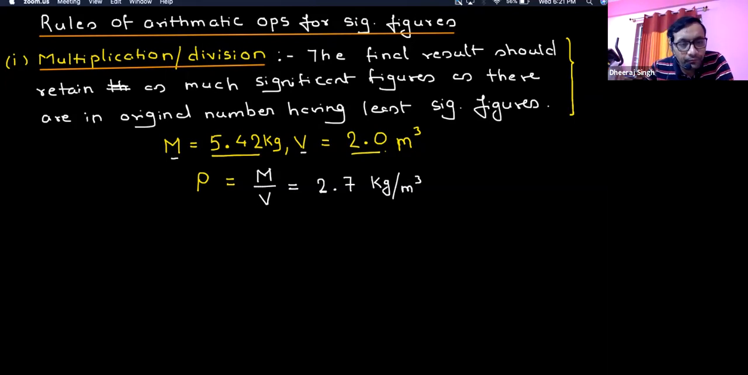Okay. Sometimes you get things like this. Mass is 5, volume is 2. Then what is density?